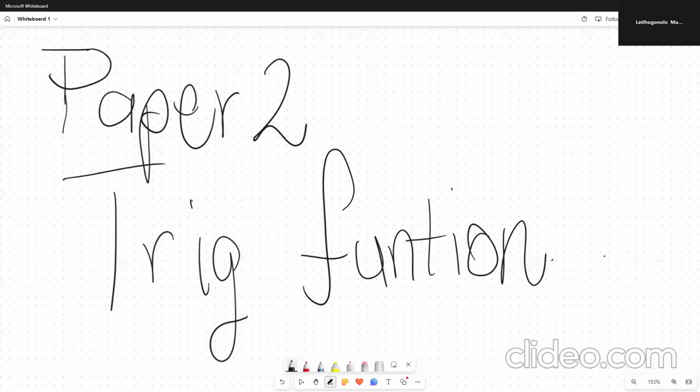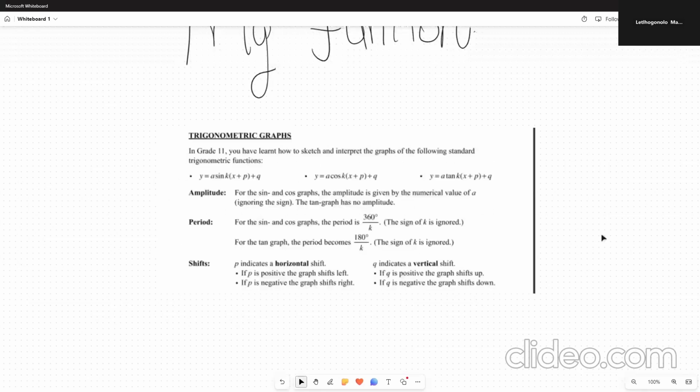We're going to look at trig functions in paper 2. For trigonometric graphs, this is basically going to be it, as understanding the different shapes we can have for our trig. So our trig graphs should look like this, and we're going to take a look at how each one of them affects our graphs.